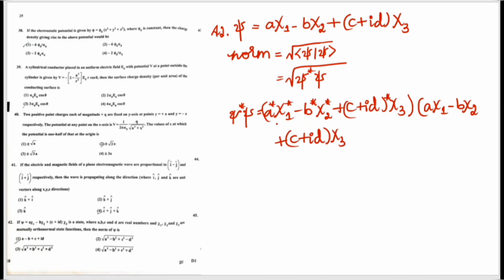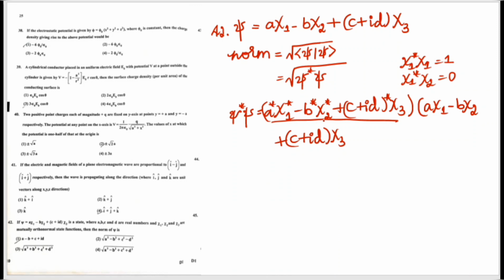Now solving this, for the real numbers the complex conjugate remains as it is, and for the mutually orthogonal state functions, chi1 star into chi1 will give rise to 1. That is, chi1 star into chi1, the value will be 1, whereas for mutually orthogonal state functions, chi1 star into chi2 will be 0. So in the final result, we will be getting 4 terms.